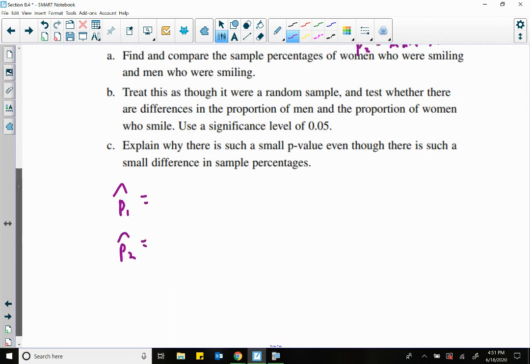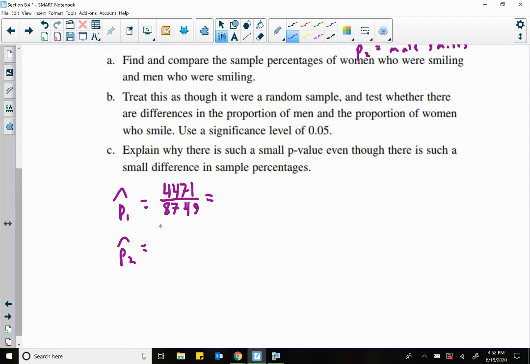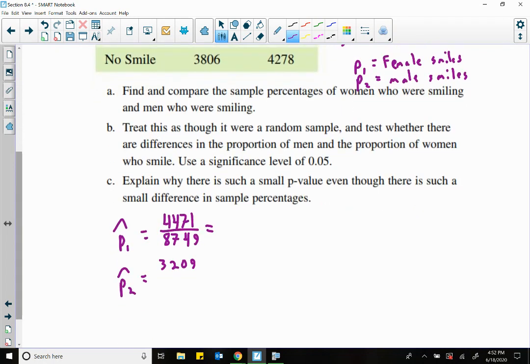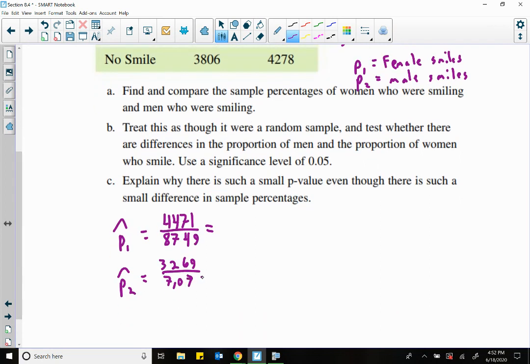Well, all you have to do is take those that were smiling for P1, which is all about the women. So that's 4,471. Divide that by the total women, 8,749. Okay? And then for the men, we're going to take those smiling for the men, which was 3,269, divided by the total for the men, which was 7,075. Okay.